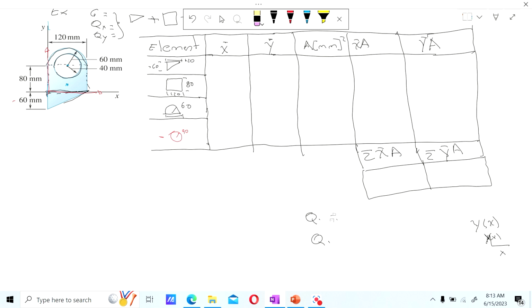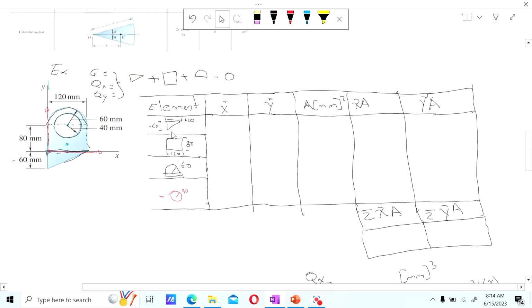Okay, so we'll see that in a minute when we're done. We'll review the concept. But just for now, remember that first momentum of area with respect to x is not the centroid in x, it is the centroid in y. This has units of cubic millimeters. All right, so we should be able to start. So let's do the first one.